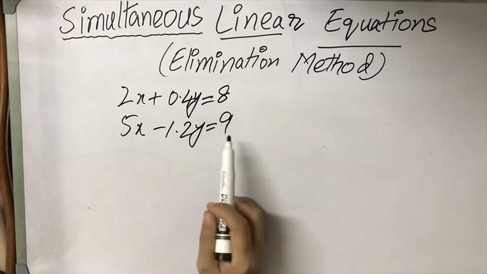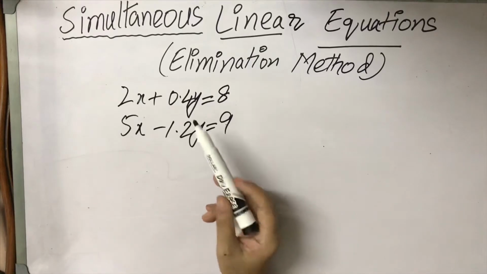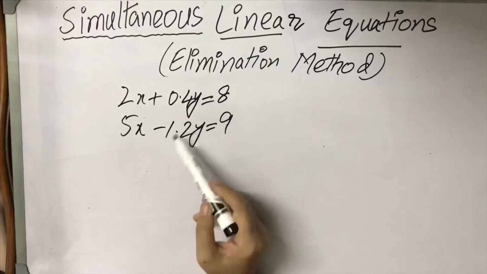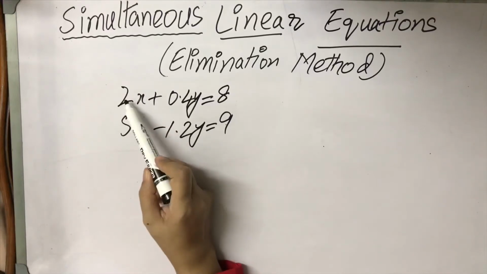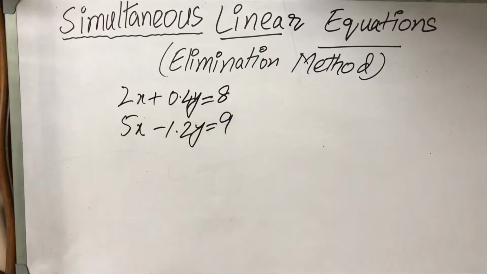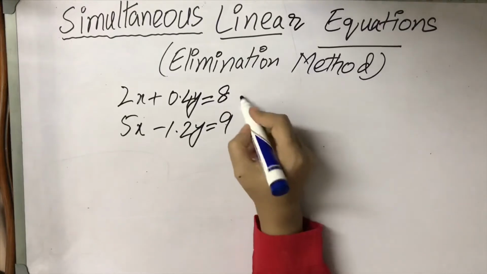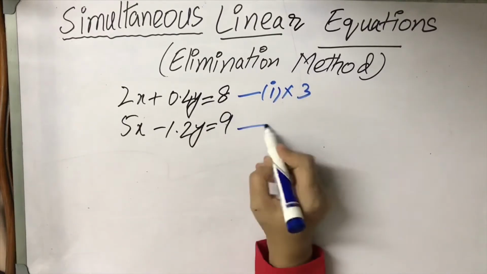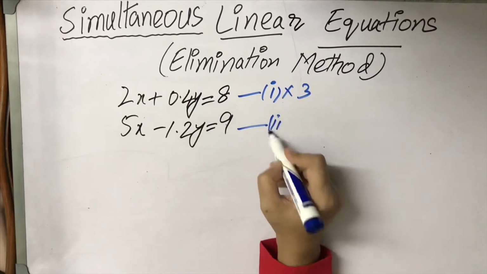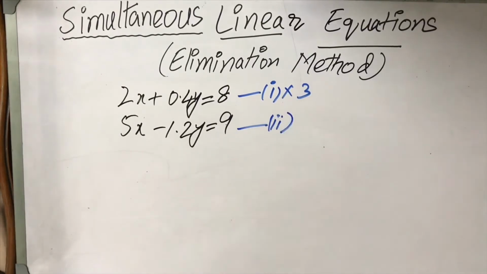Okay, the next pair of equations is 2x plus 0.4y equals 8, 5x minus 1.2y equals 9. You can observe that there is a decimal coefficient in it. I can make these two 10 as 2 multiplied by 5, 5 multiplied by 2. But right now I am going to multiply the first equation with 3 to make it 1.2, and I shall keep my second equation as it is.